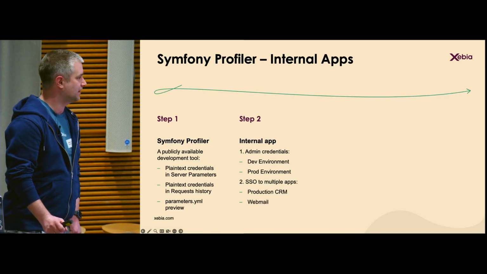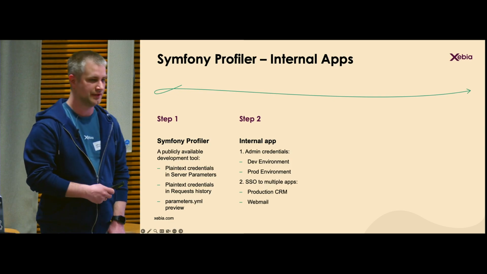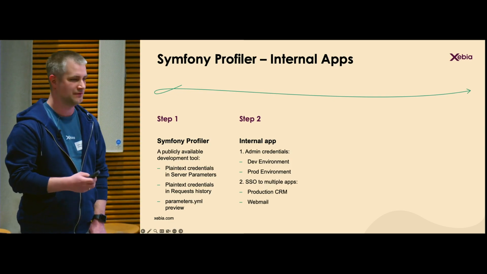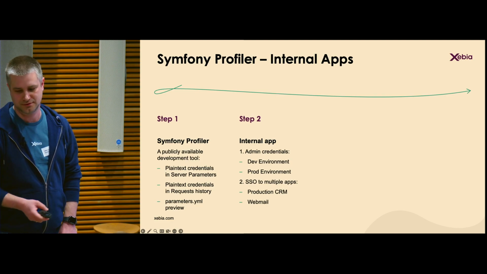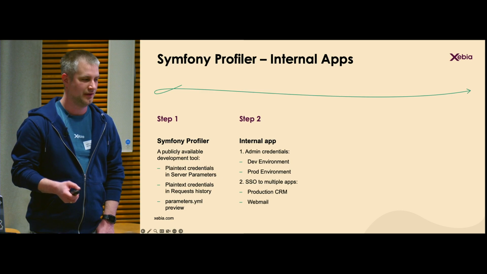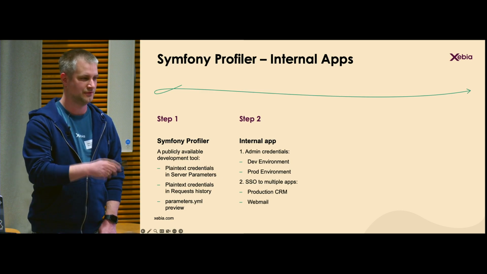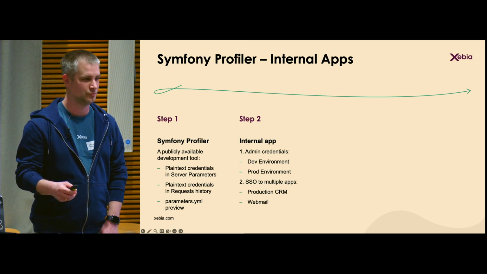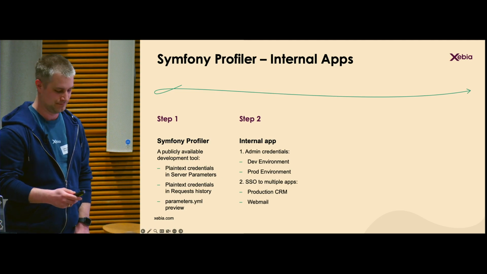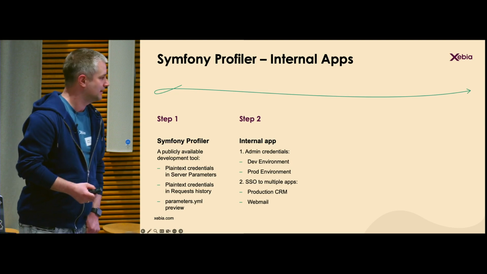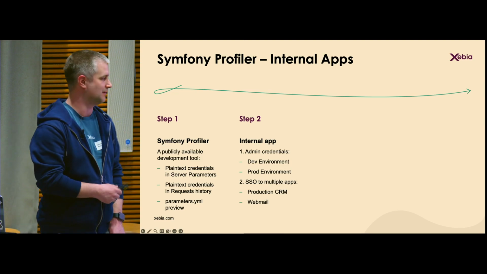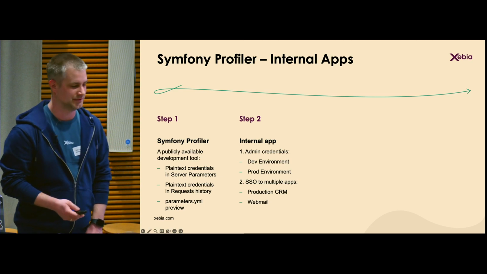So going back here, I logged in to an internal app. It was a dev environment, because the profiler was enabled on a dev environment. But hey, it's only dev.example.com. What will happen if I remove dev. and log into example.com? It works. So I just got access to the production environment of some company's internal app.